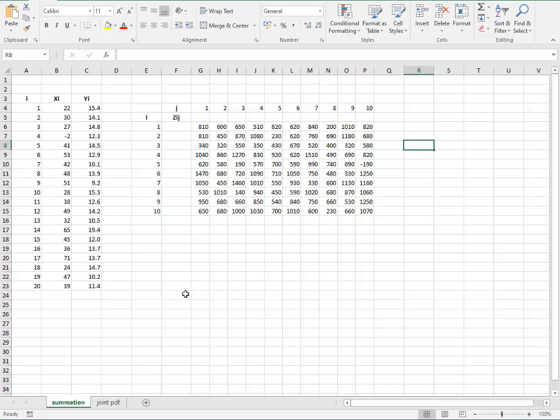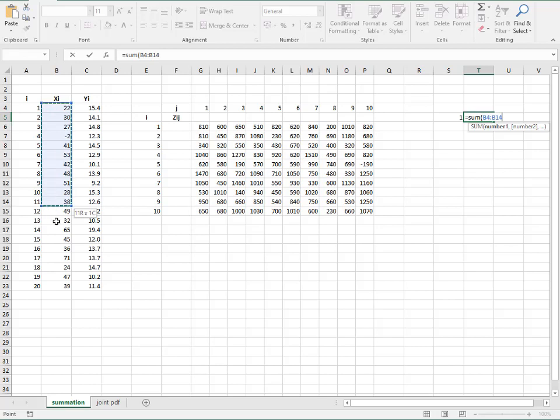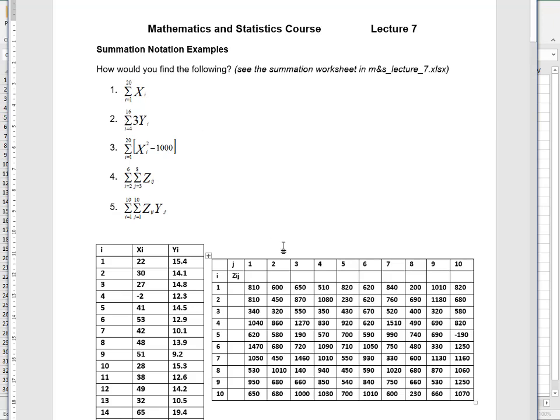So if we go to Excel here, let's write down some answers. We need a bit of space, so that's the answer to 1. And you can just use this command sum, and it's values from x1 to x20, so it's basically all the values. So 786. So that first one is just asking you to add all the values of x from 1 to 20.